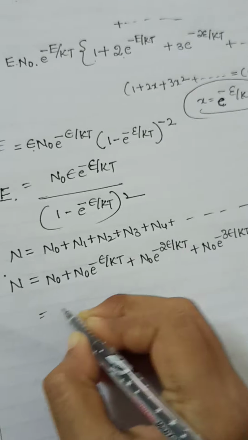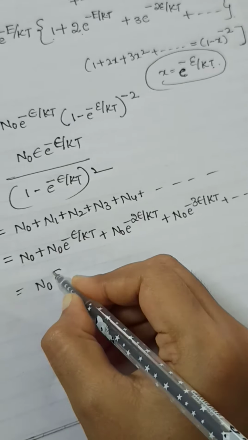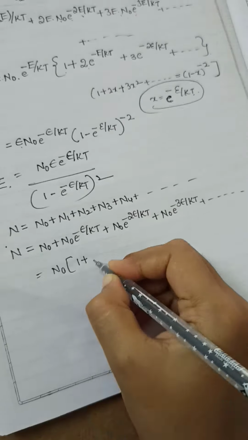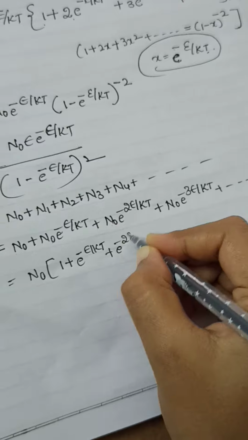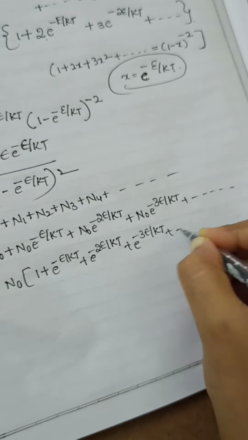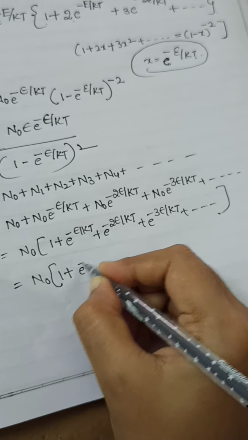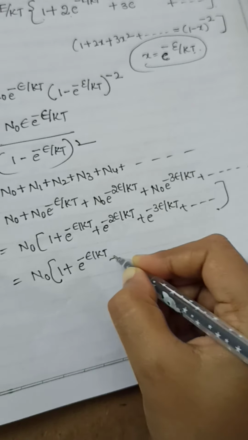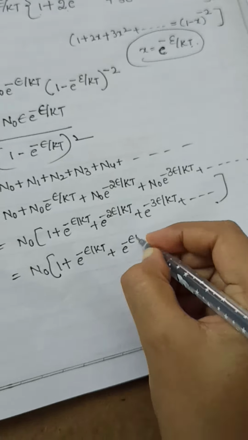Now take N0 as common, because N0 is common in each and every term. After N0 common, it is 1 plus e to the power of minus ε by kT plus e to the power of minus 2ε by kT plus e to the power of minus 3ε by kT up to so on. 1 is as it is, and e to the power of minus ε by kT is also as it is. Can I write this term as e to the power of minus ε by kT whole square? Yes. Plus e to the power of minus ε by kT whole cube? Yes, up to so on.